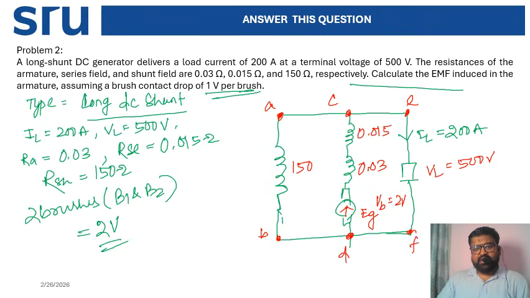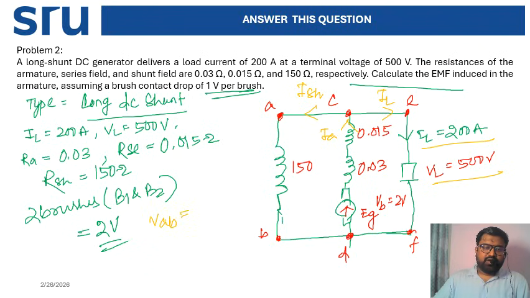Now you see the same, if I put the IA current direction like this, then IA current is divided into two parts. We know that, that is your ISH and IL, right? And IL value is given, VL value is given. That means if we write all the voltages, VAB, VBC, VCD equal to VE, all the voltages are equal, that is equal to 500 volt.